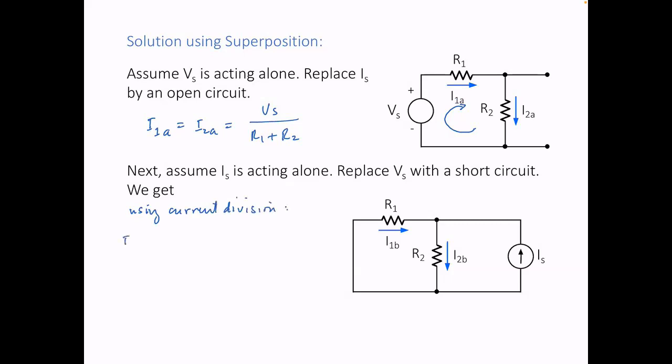I2B, that's easy, no? That's IS multiplied by R1 over R1 plus R2. This current, pababa, is this current multiplied by R1 over R1 plus R2. And I1B, okay, note now that this is negative because the actual direction of current will be this way. No? This is the actual direction.